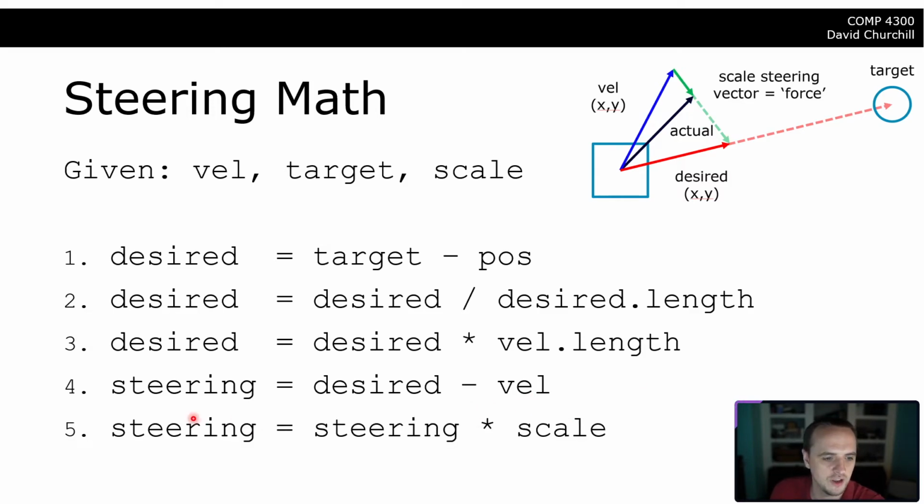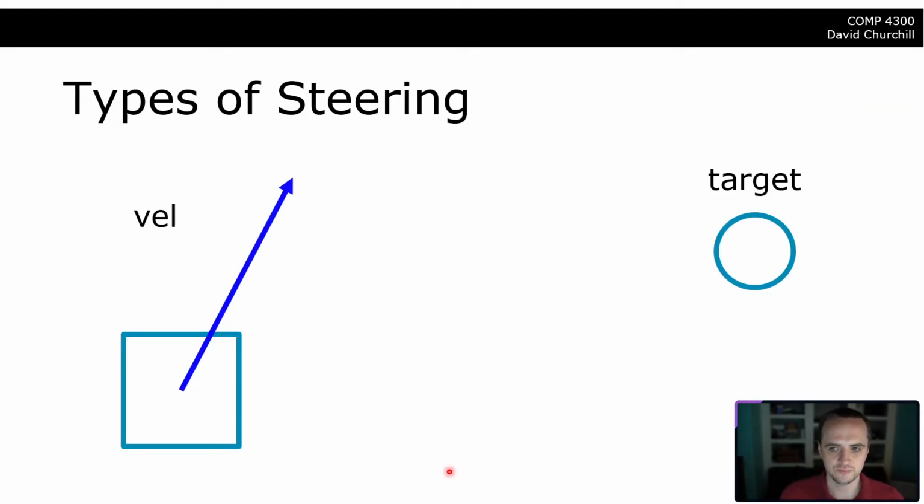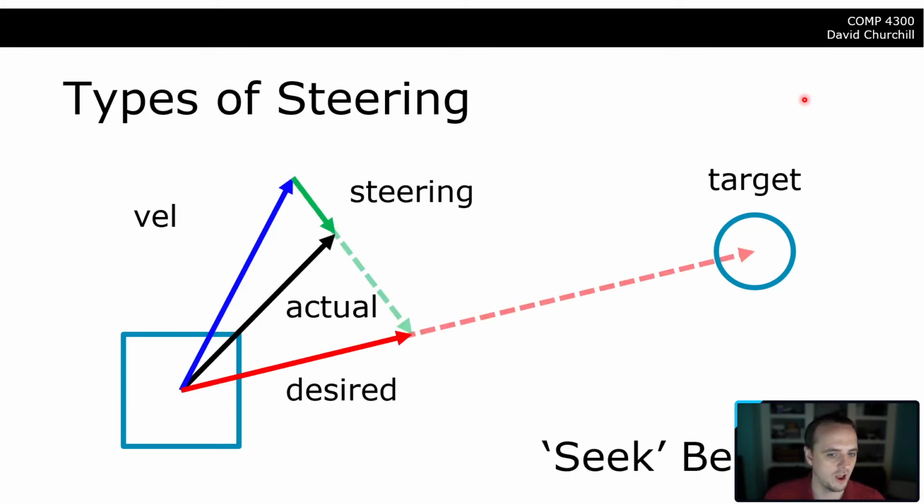Then you take steering and you scale it by multiplying it with a scale value between 0 and 1. And then you get the actual vector that you want to go in, like actually add this x and y on your next frame of your game by taking your previous velocity and adding the steering vector. And that forces you in a specific direction. So types of steering. There are multiple types of steering as well. All of our steering is going to involve an entity, an initial velocity, and a target. What we just described was a seeking behavior, okay?